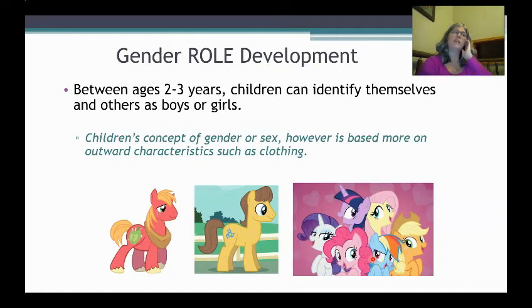But regardless, children tend to look at outward clothing. They look at what color you're wearing, they look at how long your hair is, and whether or not you wear jewelry. Or, in my daughter's case, eyelashes to determine gender.